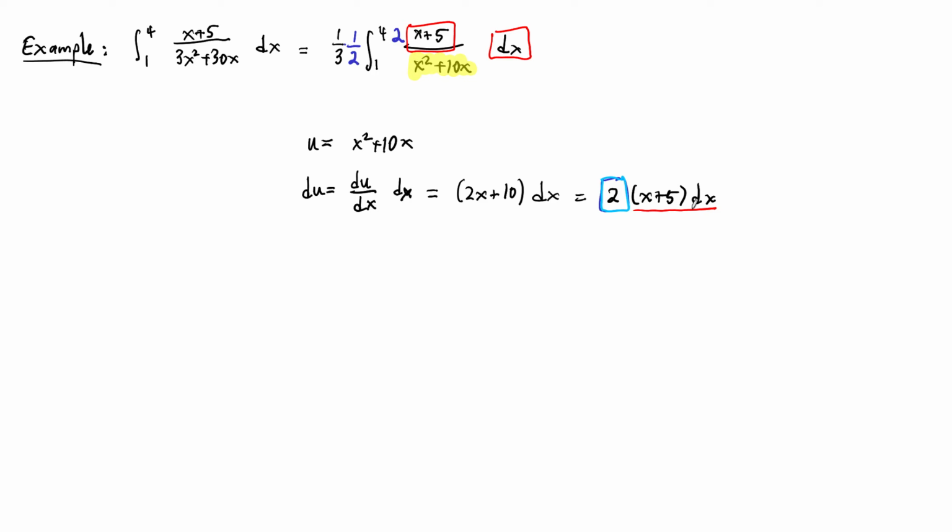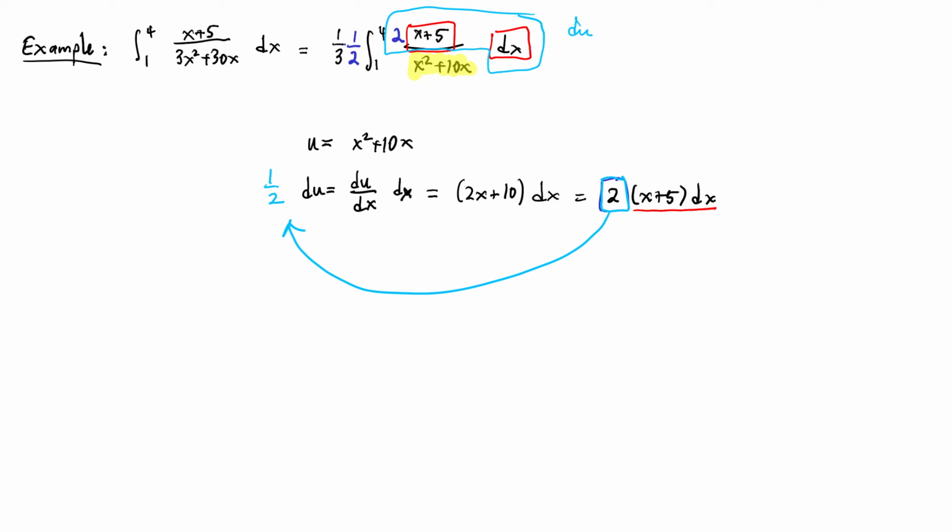The other way that you can approach this is you can just take this 2. You don't want it on the right-hand side, right? Because all you've got is x plus 5 dx in your integral. So just get rid of it, right? Move it over to the other side. Well, what's it become? It becomes 1/2 du. So everything that's boxed in red would become 1/2 du. Or if you put the 2 in the first place, then the 2 times x plus 5 dx, this whole piece right here, would become du.